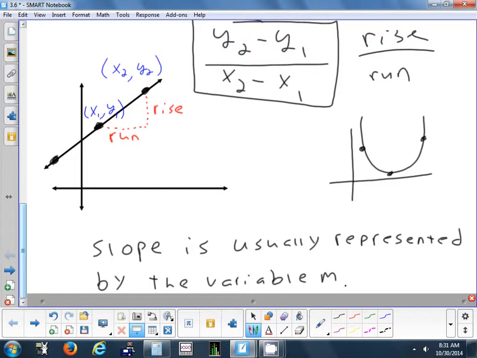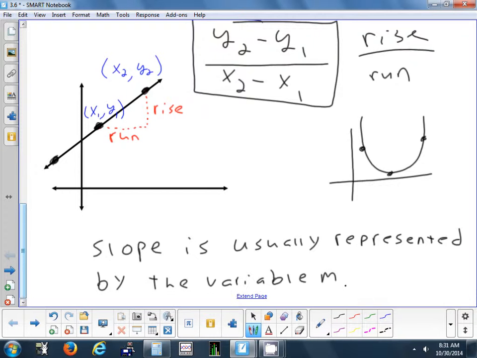Okay, I think Kiara had said this earlier. I hadn't said it yet, but slope is usually represented by the variable or letter m. Okay, so there's an equation we'll talk about in a little bit that has an m in it. It also has a b in it, and we'll just make sure we remember what the m and the b are. Okay, but this is the m. M is slope.